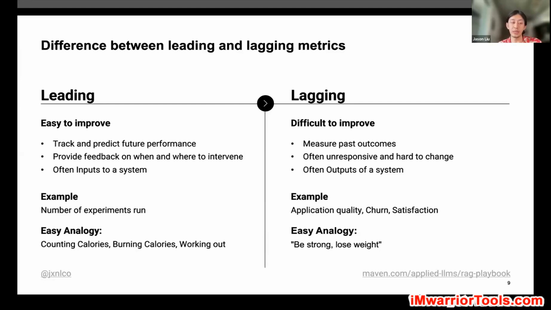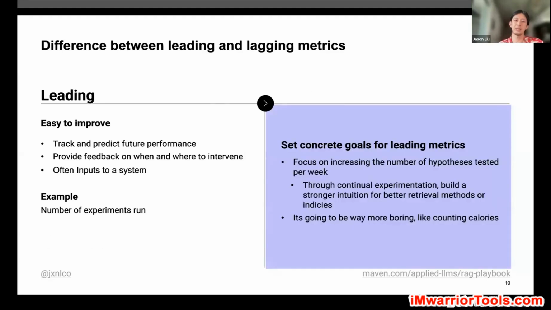And in the next couple of weeks, the thing we should be focusing on is being able to run as many experiments as possible, right? This is going to be much closer to counting calories, burning calories, and just figuring out what your workouts are going to look like. And if you can set concrete goals for these leading metrics and set goals against the number of experiments you're going to run, then through that experimentation, we're going to have better intuitions on what retrieval methods are actually going to work and what other indices we're going to have to build to improve this product, right?